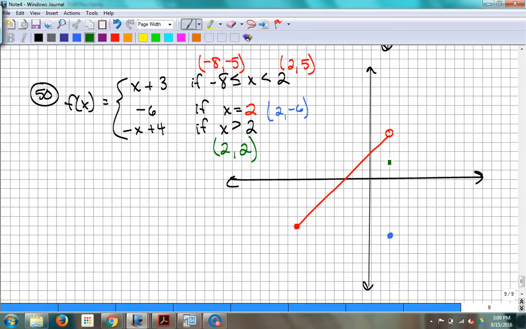And that would be an open circle with a slope of -1 going to the right because it's x's that are greater than 2 and my slope is -1. So down 1, right 1. And there is my piecewise defined function for that.